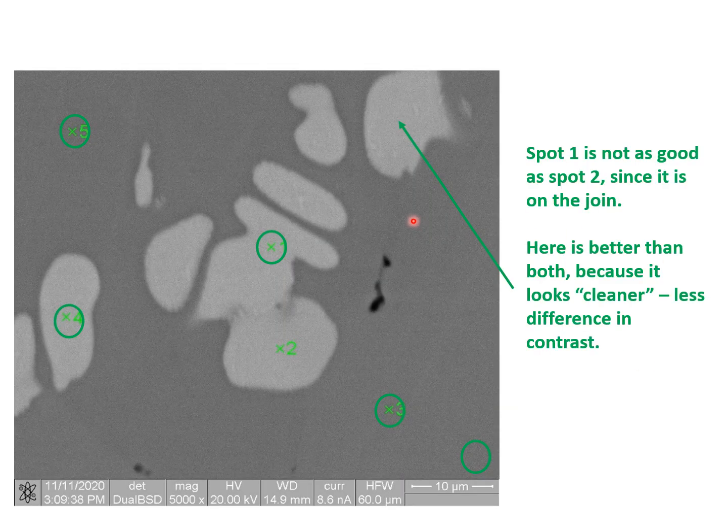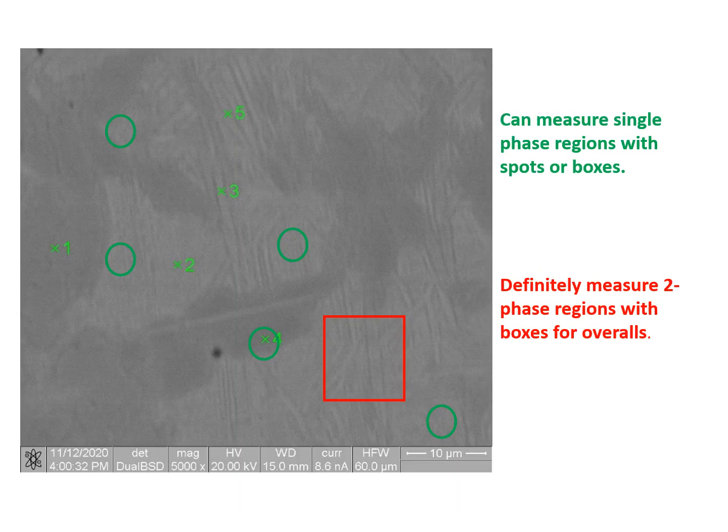And then here, same thing. It would have been better, instead of analysing there, to go in there, because this is bigger than that neck, or even to go in there. So pick the biggest areas to analyse. You can measure single phase regions with spots or boxes, but definitely use a box to measure where you've got two phase regions.